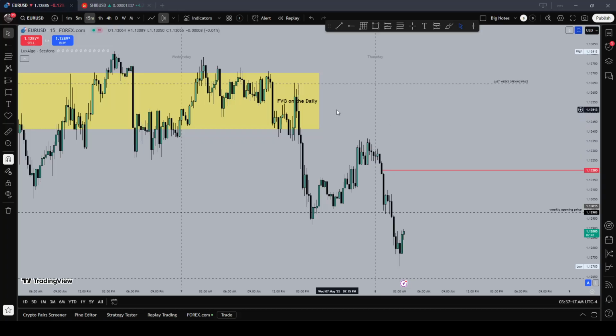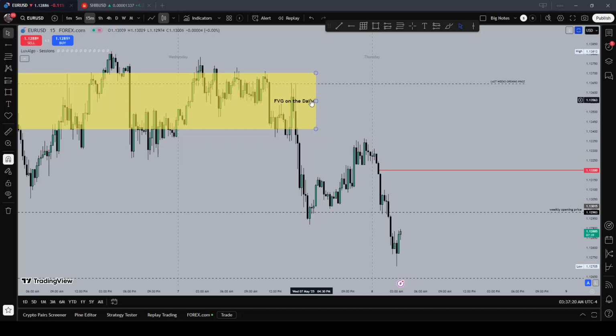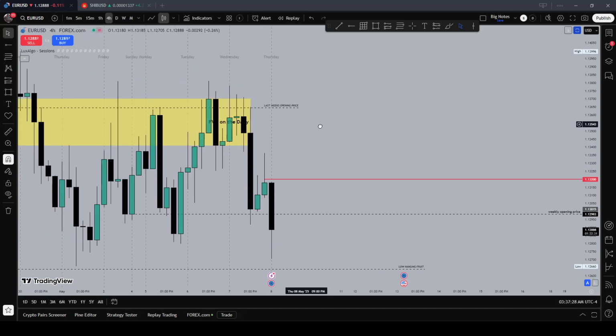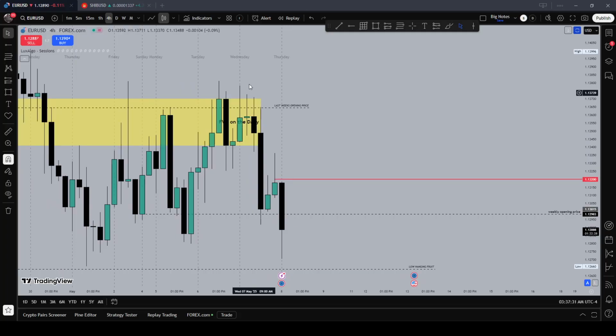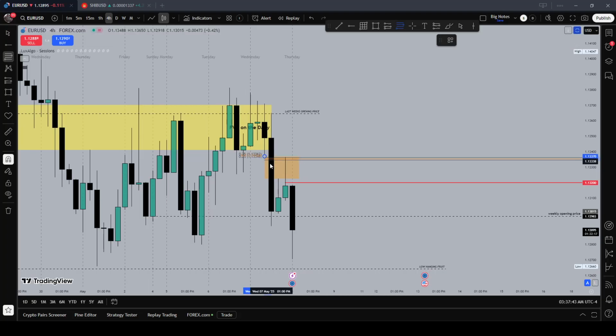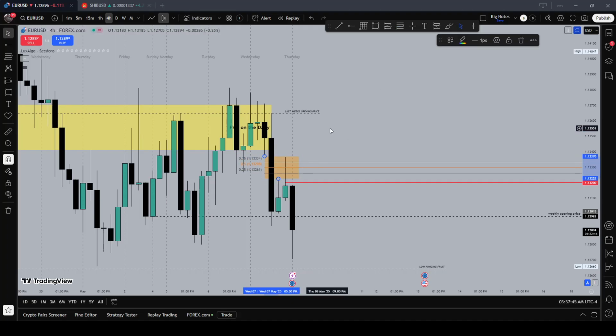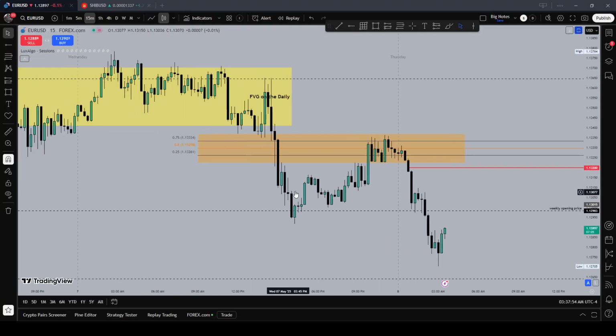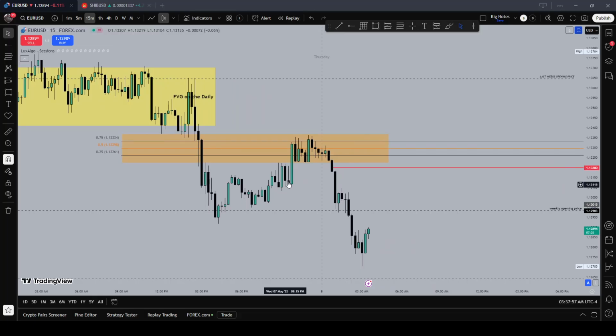So we have a daily fair value gap that left behind a 4-hour gap right here. This was on Wednesday, that news factor. Go ahead and draw that out in time, and retracement to grade our areas. So coming back down to the 15-minute, we have price come back into this area.